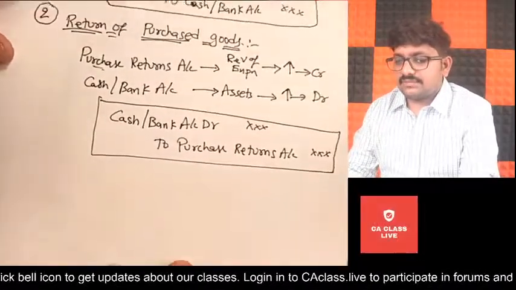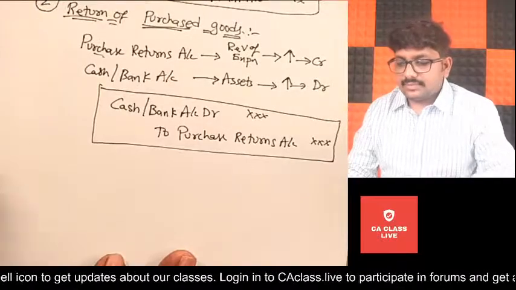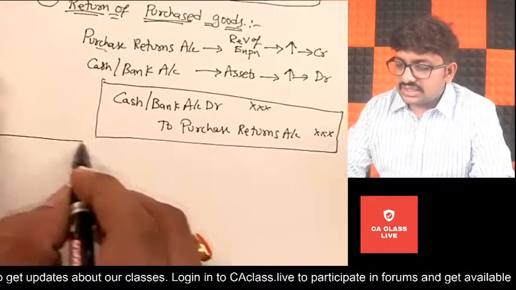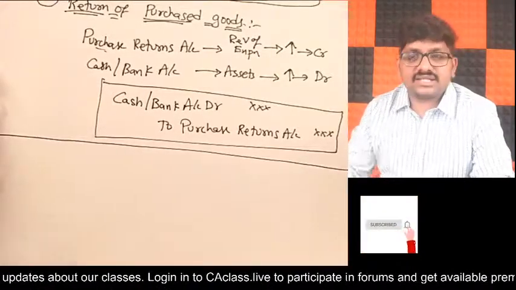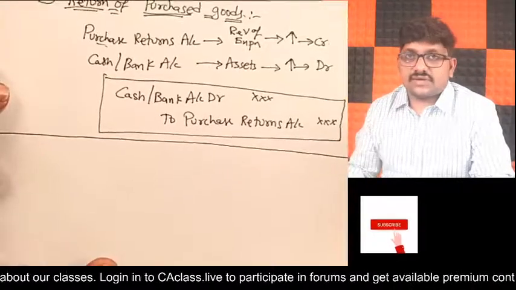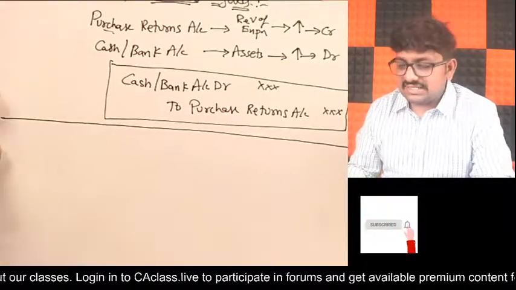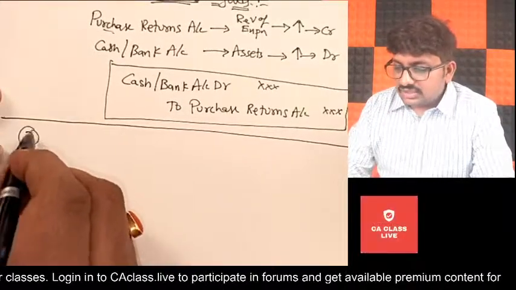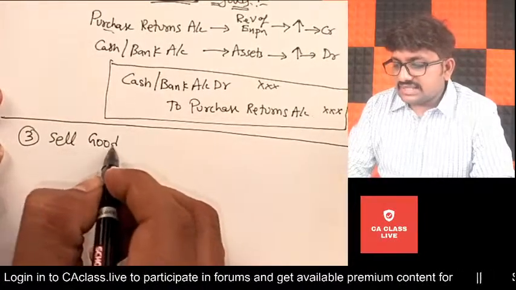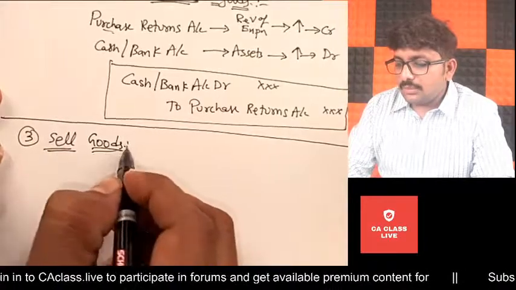Next, friends. So now, till now we have seen two transactions in relation to purchase and purchase returns, and that too we are sticking only to cash transactions. Now let us start with sales. Now third, when you sell goods, what will be my transaction, friends?